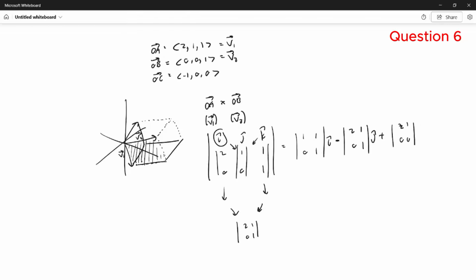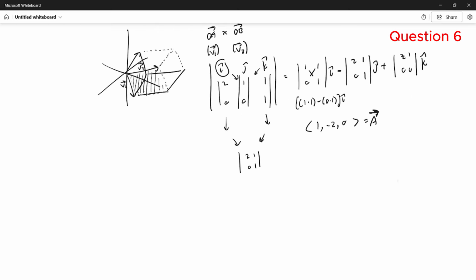Now, the determinant of each of these small matrices is found by multiplying these two and subtracting it from these two. So in this case, for i, for example, it would be 1 times 1 minus 0 times 1. And that would be i. So we do the same for all of those. We end up finding that this vector is 1, negative 2, and 0. That would be our area vector of the base of this parallelepiped shape.